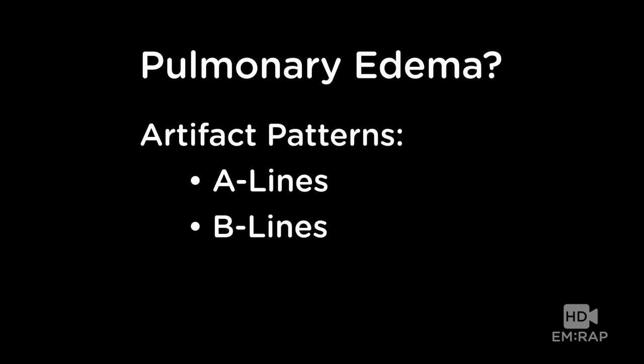Let's talk about what we're going to be looking for when asking yourself the question, does this patient have pulmonary edema? There are specific patterns of artifacts you need to look for, and they're called A lines and B lines. There are theories as to exactly how these sonographic artifacts are formed, but I don't believe you need to know how they're formed to be able to identify them and to use them clinically.